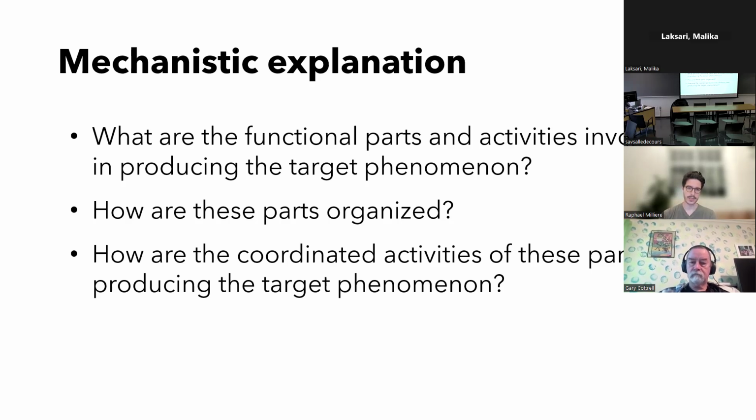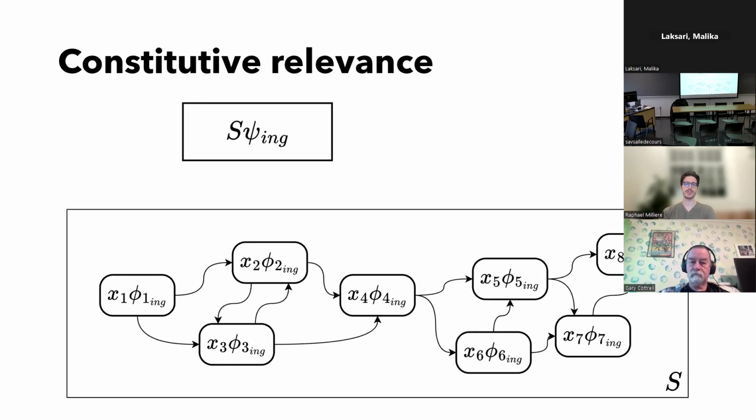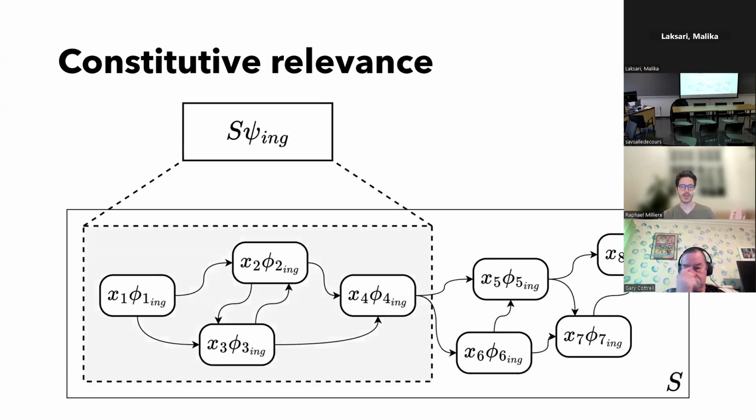One notion that is particularly prominent in discussions of mechanistic explanation is that of constitutive relevance. So to provide an adequate mechanistic explanation of the target phenomenon, we need to have a way to discriminate between the factors that are relevant to the mechanism producing a target phenomenon, and the factors of the system that are not relevant. That's essentially a boundary problem.